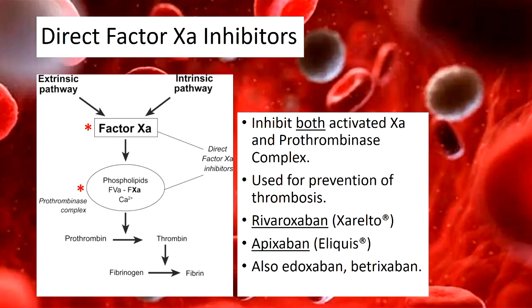So rivaroxaban, which is brand name Xarelto, and apixaban, which is Eliquis, basically come in and inhibit factor 10A when it gets activated, and also this prothrombinase complex, which is factor 5A, 10A, and calcium. It inhibits this, so you have less prothrombin going to thrombin and ultimately less fibrin. So this too is used as an anticoagulant.